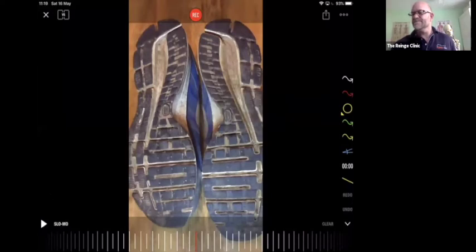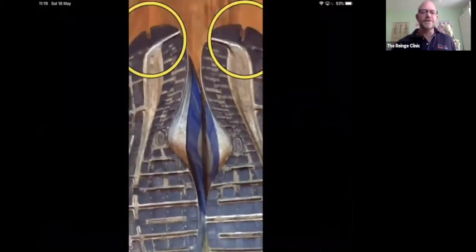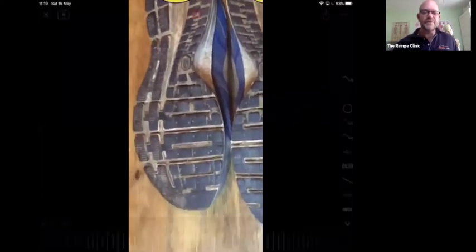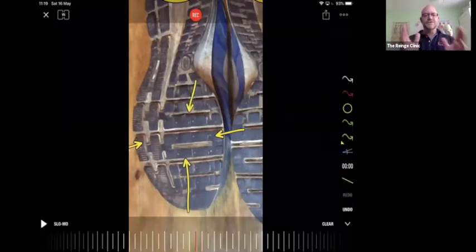Where's my little circles? They're not working with circles. We've got some wear on the heel of these shoes, so we know the heel strike. But if we come down through the shoe, it is relatively even wear here and here, but it's all worn through the midfoot. It's all worn straight down the middle of the shoe. So there's nothing excessive on the edges.